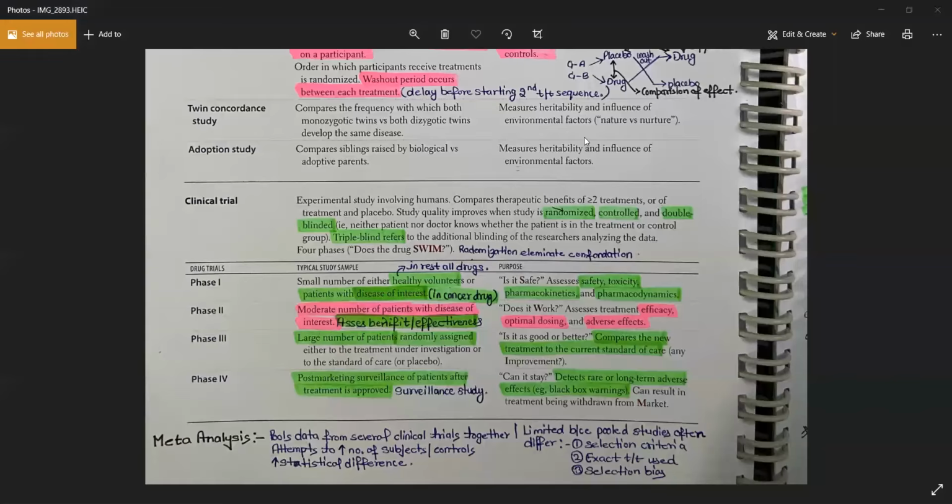In phase 4, we have discussed that it is post-marketing surveillance. Okay, and it is a surveillance study, and in this study you need to determine what the other long-term side effects of a certain drug are, right?